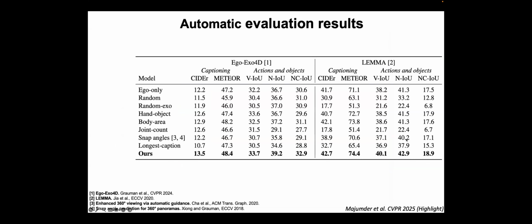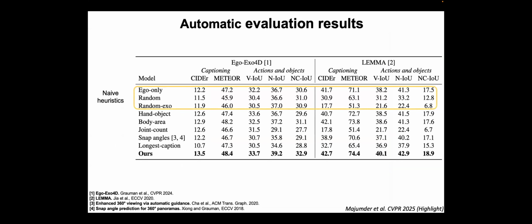So here are some quantitative results from an automatic evaluation setup of the LangView model. For automatic evaluation, we judge the view quality by computing the quality of captions and action and object concepts as predicted from the chosen views. We compare against a bunch of different baselines.